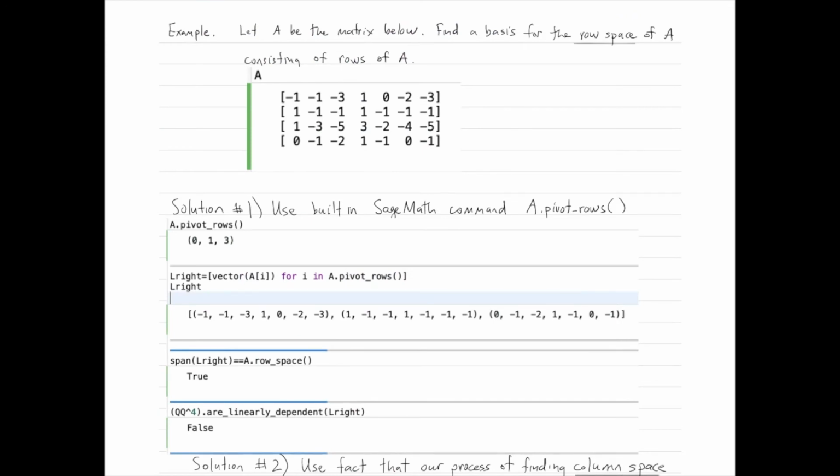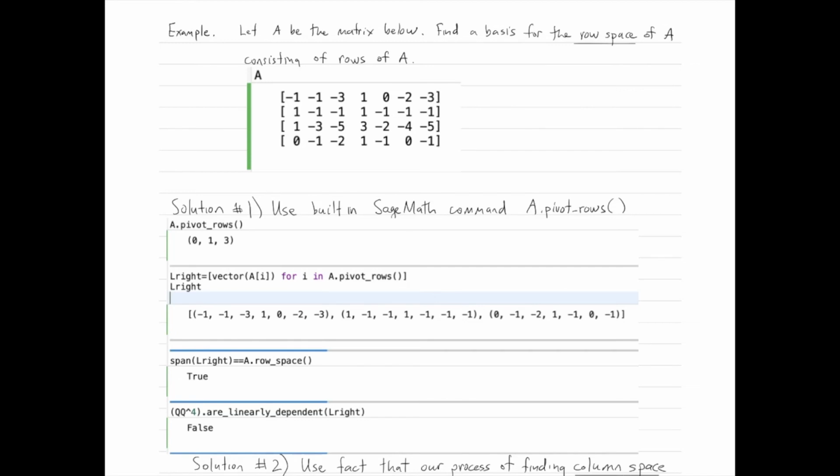So one can then ask, well, what about if we wanted to find a basis for the row space of A, but consisting of rows of A? So this is the same problem we just did, but now we're insisting on something more, that we want a basis consisting of the rows of A. And what we just saw was that if we just take the first 3 rows, that will not give us a basis for the row space of A.